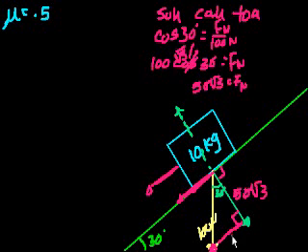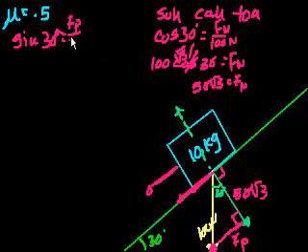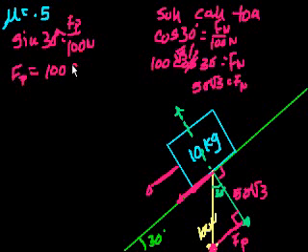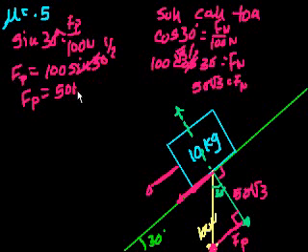So what is this? This is the opposite side, and we have the hypotenuse, so we'll use sine. So sine of 30 degrees is equal to, we'll call this the parallel force, over the hypotenuse, which is 100 newtons. So the parallel force, just multiplying both sides by 100, is equal to 100 sine of 30. Sine of 30 is 1/2. 1/2 times 100. So the parallel force is 50 newtons.